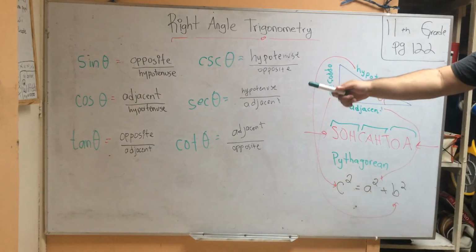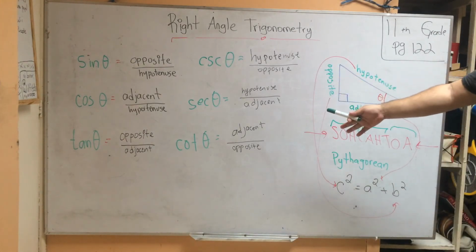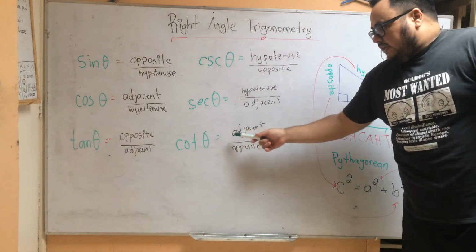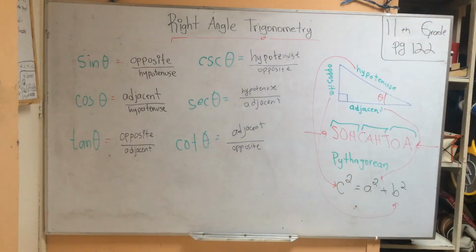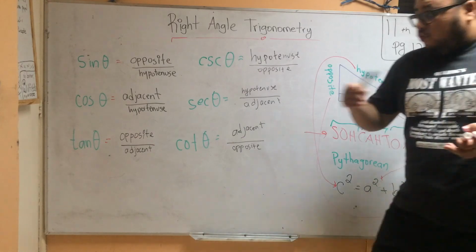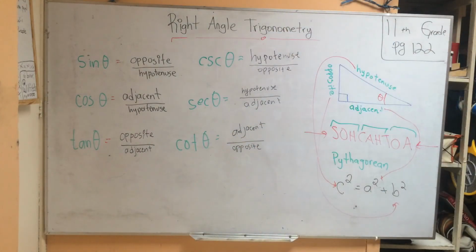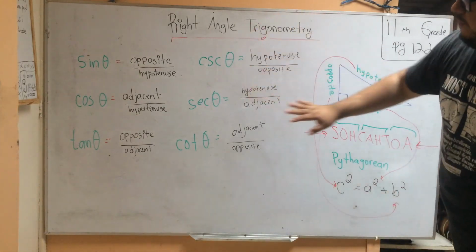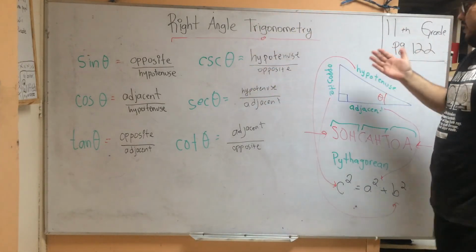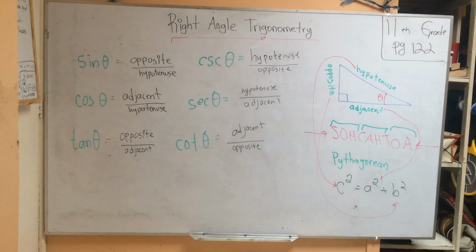And look at tangent, TOA. Look at the cotangent, CAO. It's the opposite of the tangent. So if you remember the tangent, you'll remember the cotangent. Now, these are the trigonometric functions that we're going to use to find either the sides or the measurements of the angles.